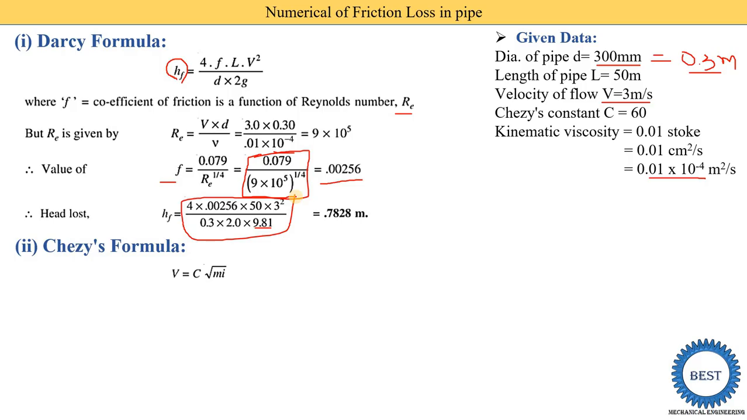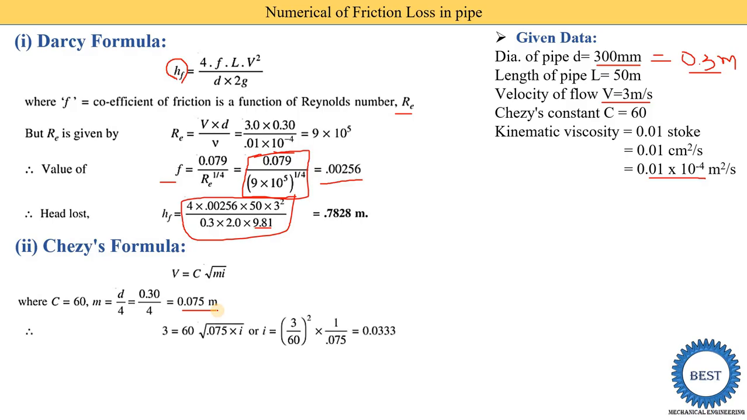Now secondly, we solve by using the Chezy formula. The Chezy formula is V is equal to C under root of m i. Okay, so V is the velocity. Velocity is given, Chezy constant C is given. So what are m and i? First we need to find out m and i. m is equal to D by 4. D means diameter, and the diameter is 0.3. So 0.3 divided by 4 gives the answer, which is 0.075 meters.